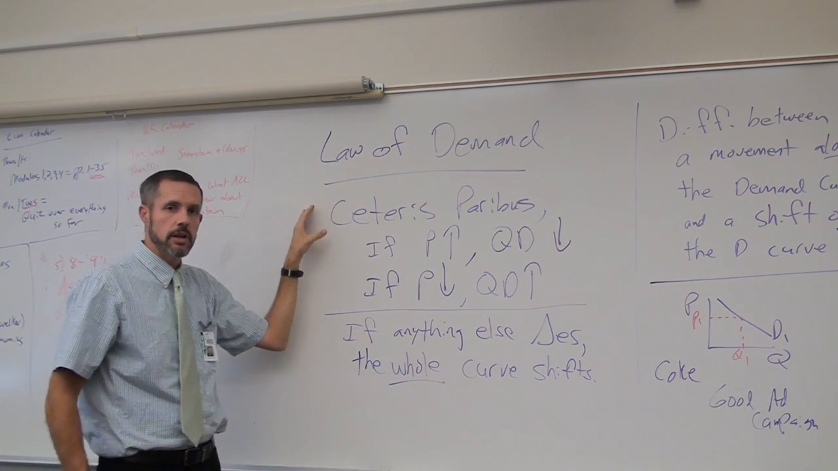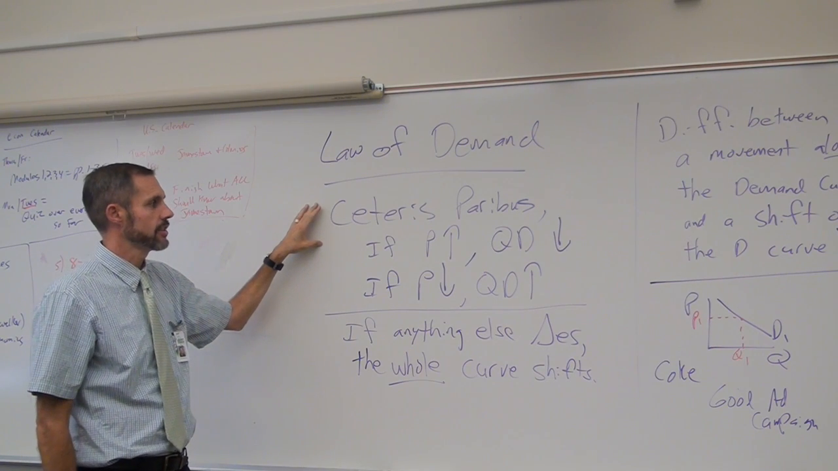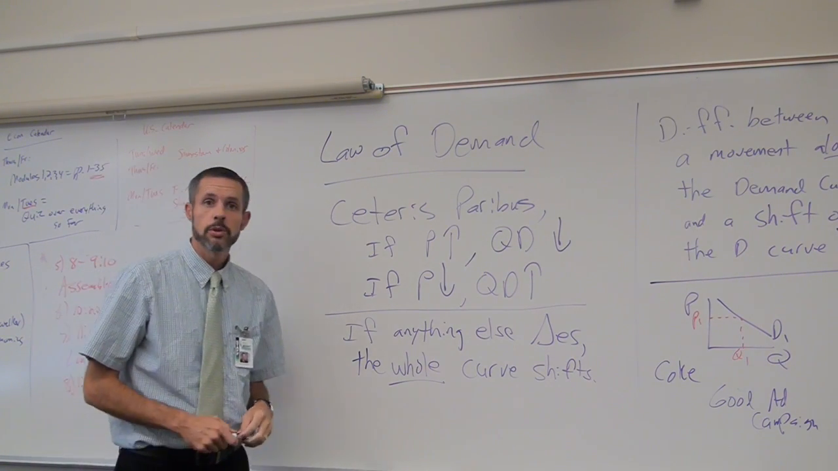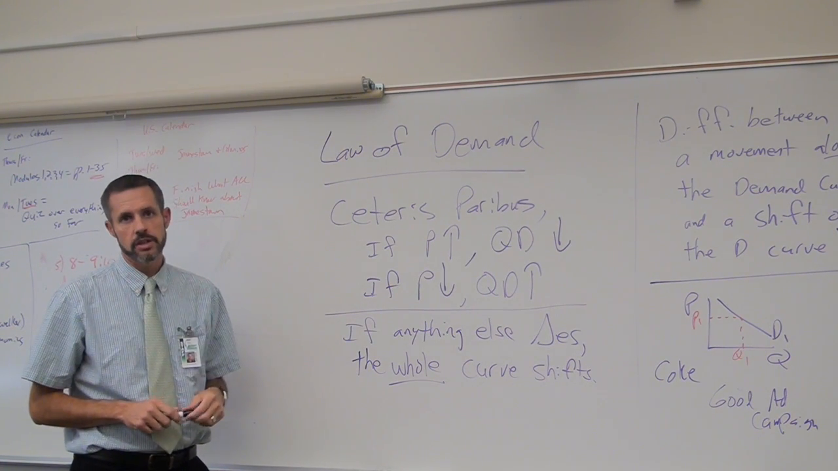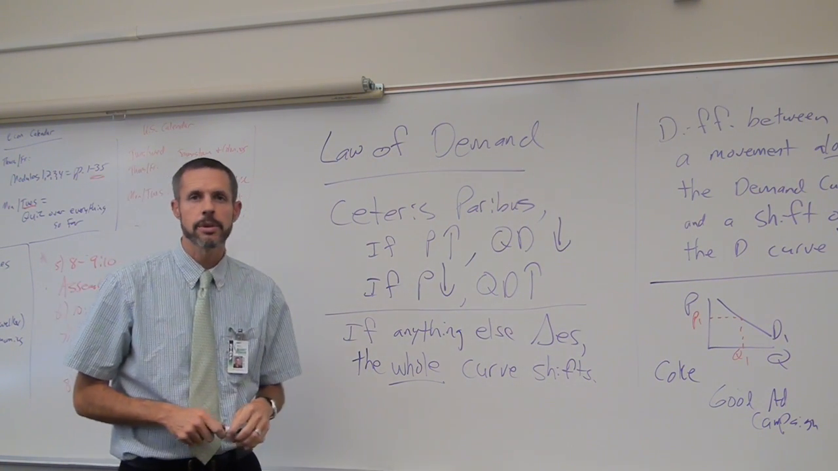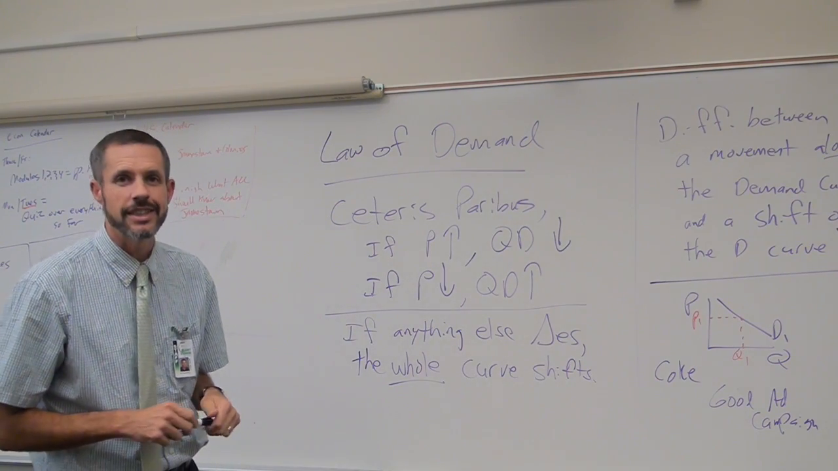We say ceteris paribus, which I'll go over what that means in a second. Ceteris paribus, if price goes up, the quantity demanded of a product goes down. If price goes down, the quantity demanded goes up. Ceteris paribus is an important economic term to understand. It means all other things equal.